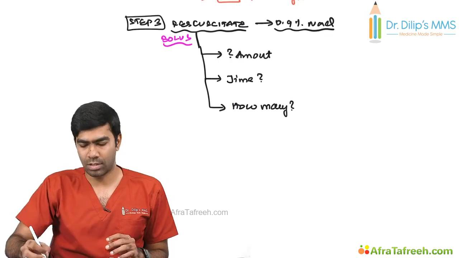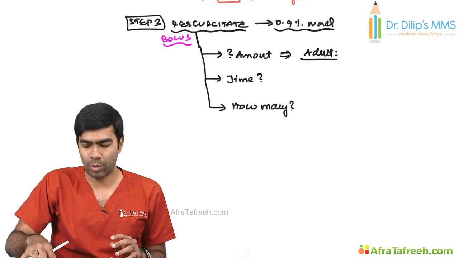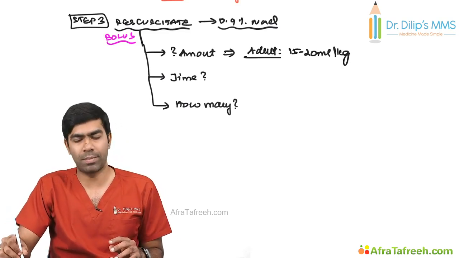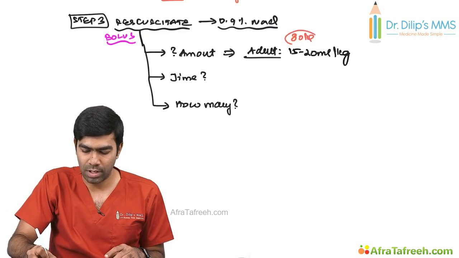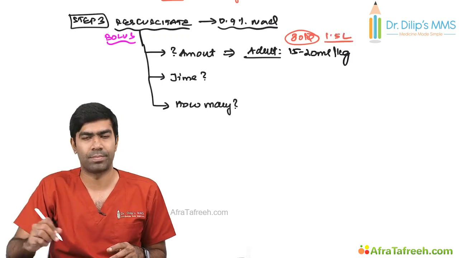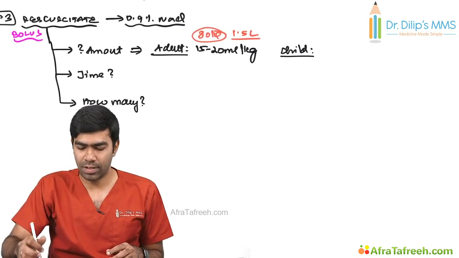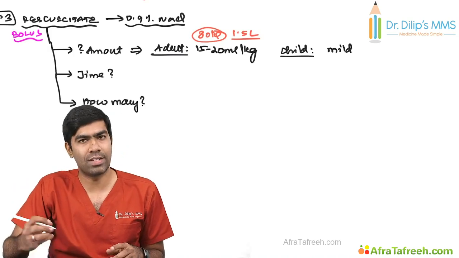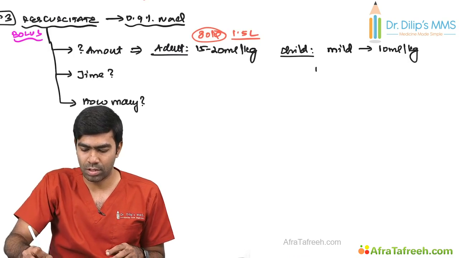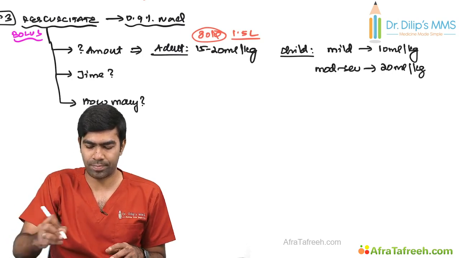So per bolus, the amount of fluid will be determined by the age of the patient. If it's an adult patient, I'm going to use a fluid bolus of 15 to 20 ml per kilogram. Let us take a prototypical patient who is 80 kilograms in weight. For an 80 kilogram patient with DKA, I'll be giving a fluid bolus of 1.5 liters. If it's a child, I'll be giving a fluid bolus that is dependent on the severity of the DKA. If it's mild DKA, I'll be giving a fluid bolus of 10 ml per kilogram per bolus. And if it's moderate to severe DKA, I'll be giving a fluid bolus of 20 ml per kilogram.